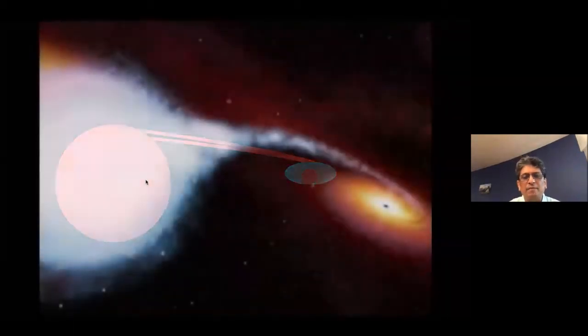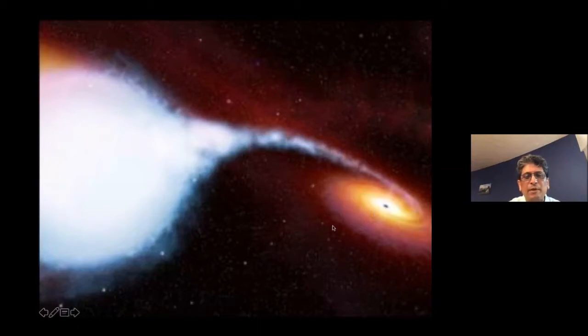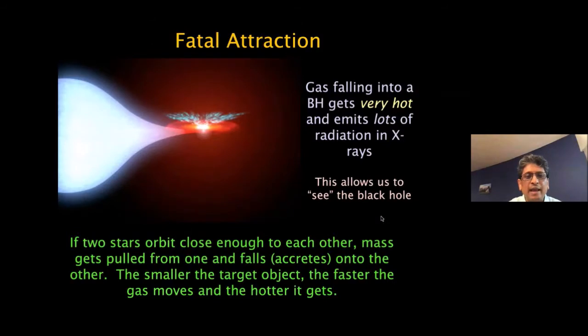So here is an artist's impression of what happens in an X-ray binary, the matter falling into a black hole. As you can see, the black hole itself looks like that. We've seen a picture of that recently, as you know, through the Event Horizon Telescope. It looks exactly like a black hole, but surrounding it you have this accretion disk that is going to glow in X-rays, and as you can see, it will emit X-rays, and this you can see.